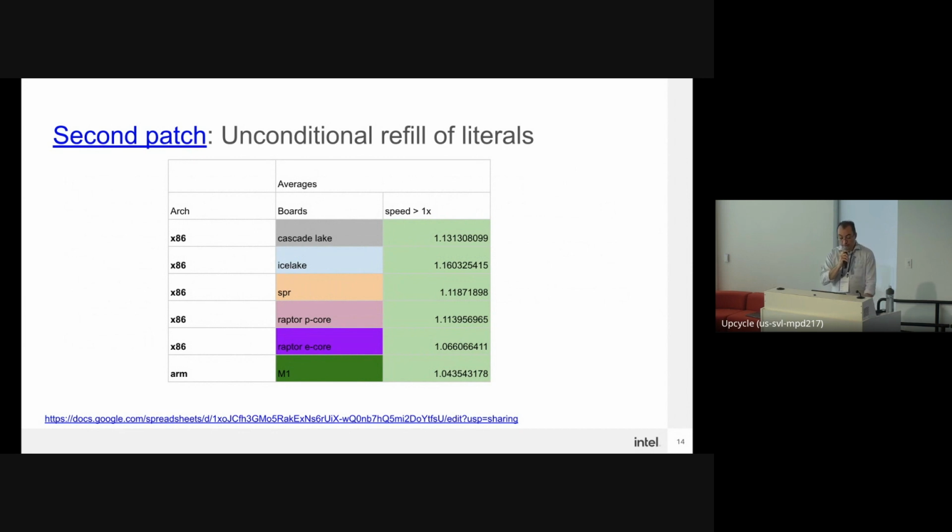And if people are curious, we have a link here with a spreadsheet with all the data. It's possible to see that, say, on Apple Silicon, the average gain was less expressive than on those Xeon processors.